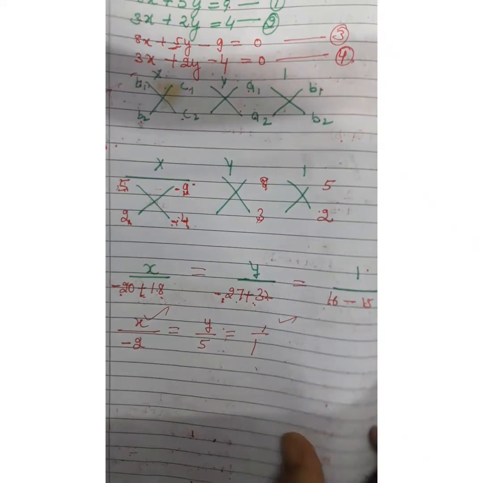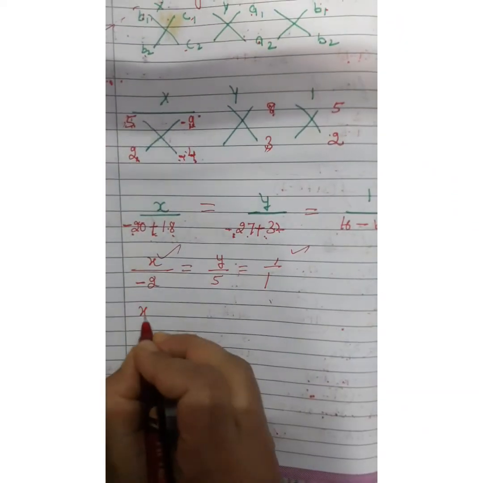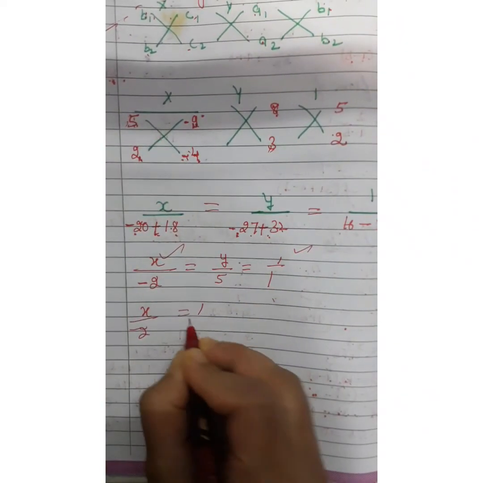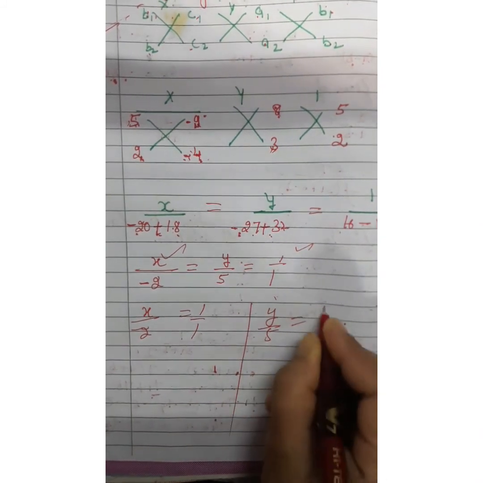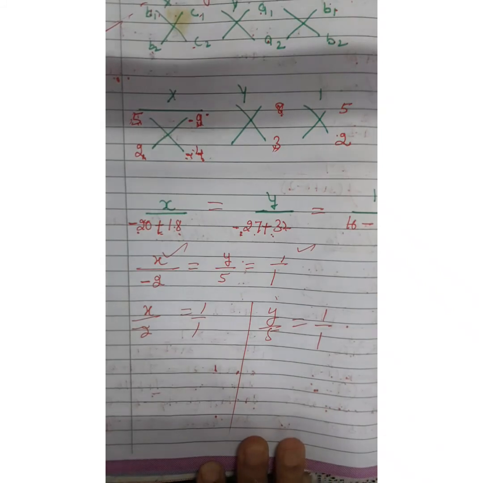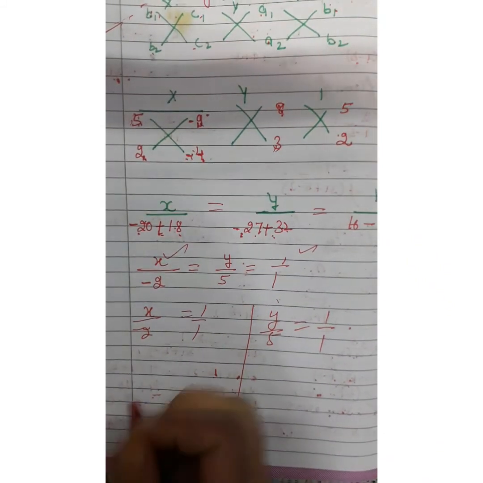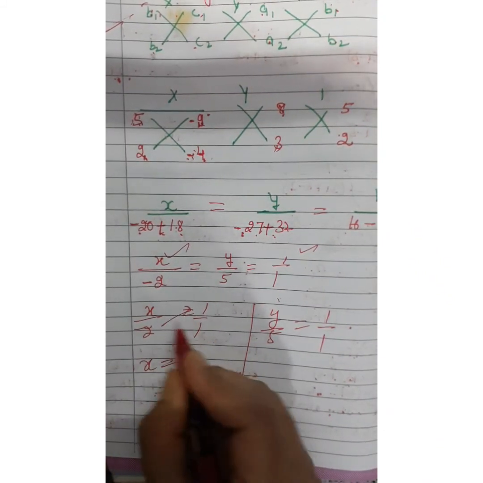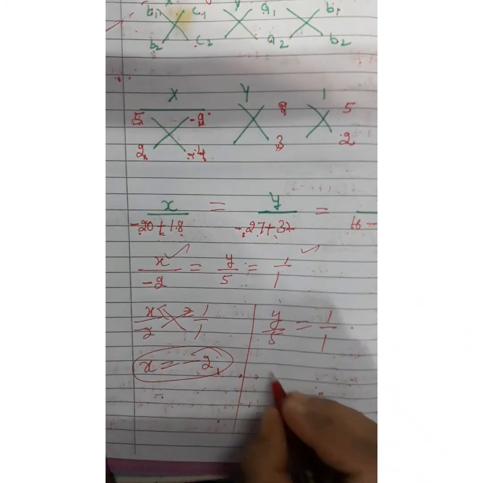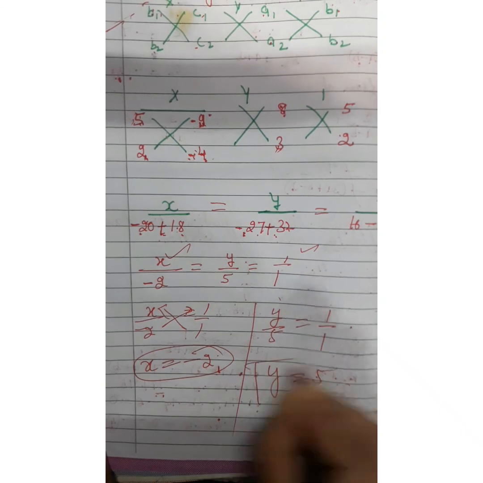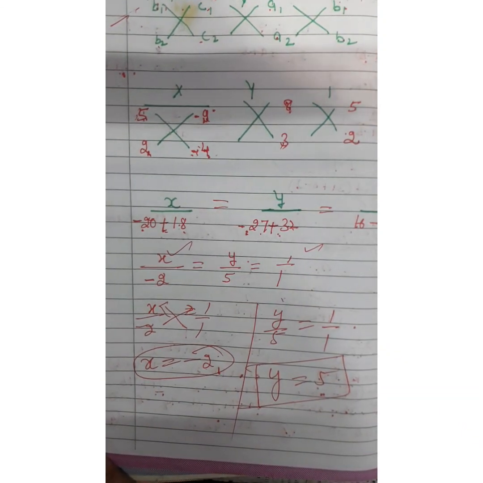First of all you will compare both these terms. x upon minus 2 is equal to 1 upon 1, and on the other side y upon 5 is equal to 1 upon 1 here. x is equal to, again cross multiplication, minus 2, this is the value of x, and y is equal to 5, this is the value of y. Thank you.